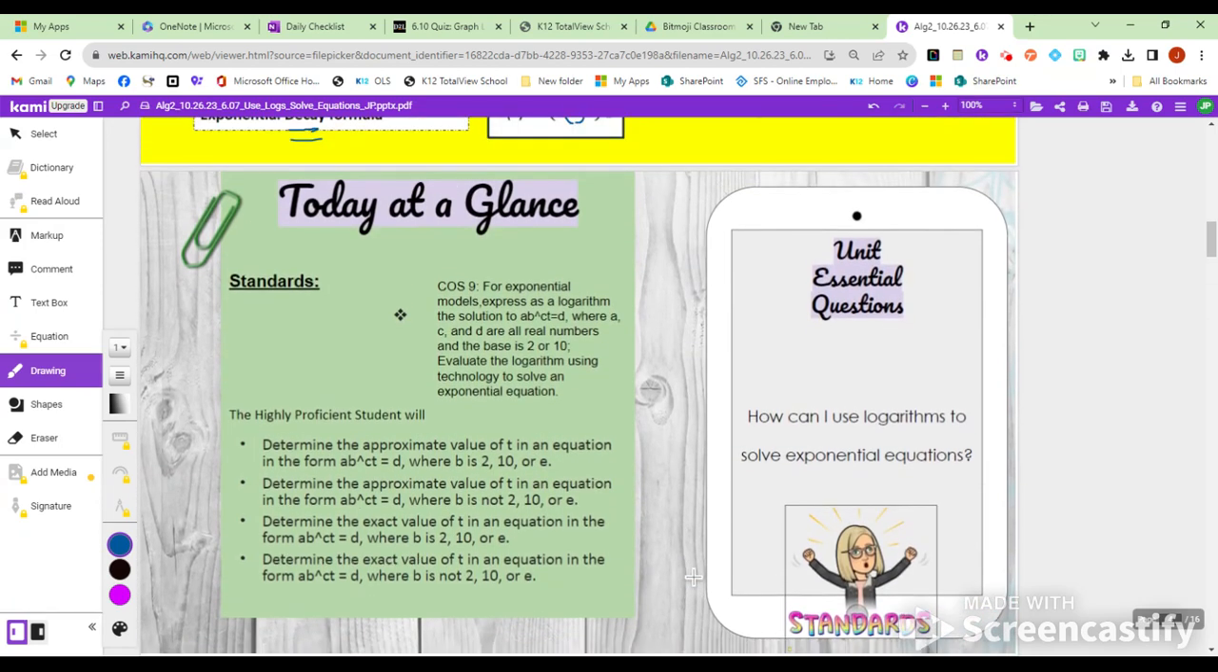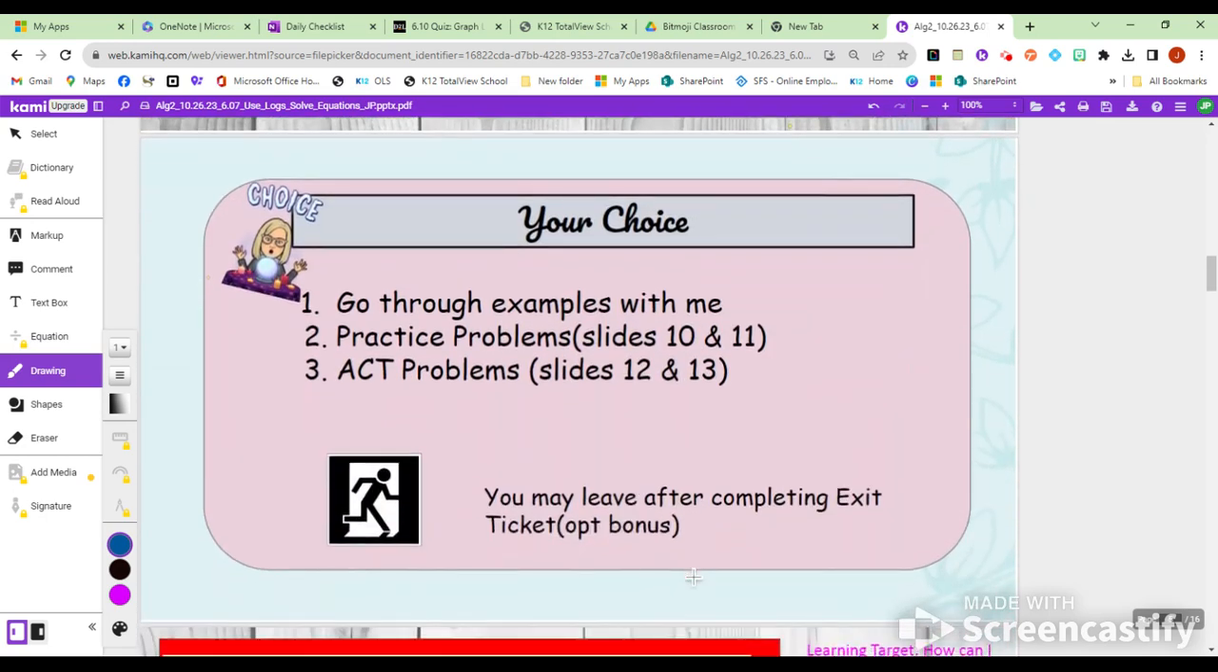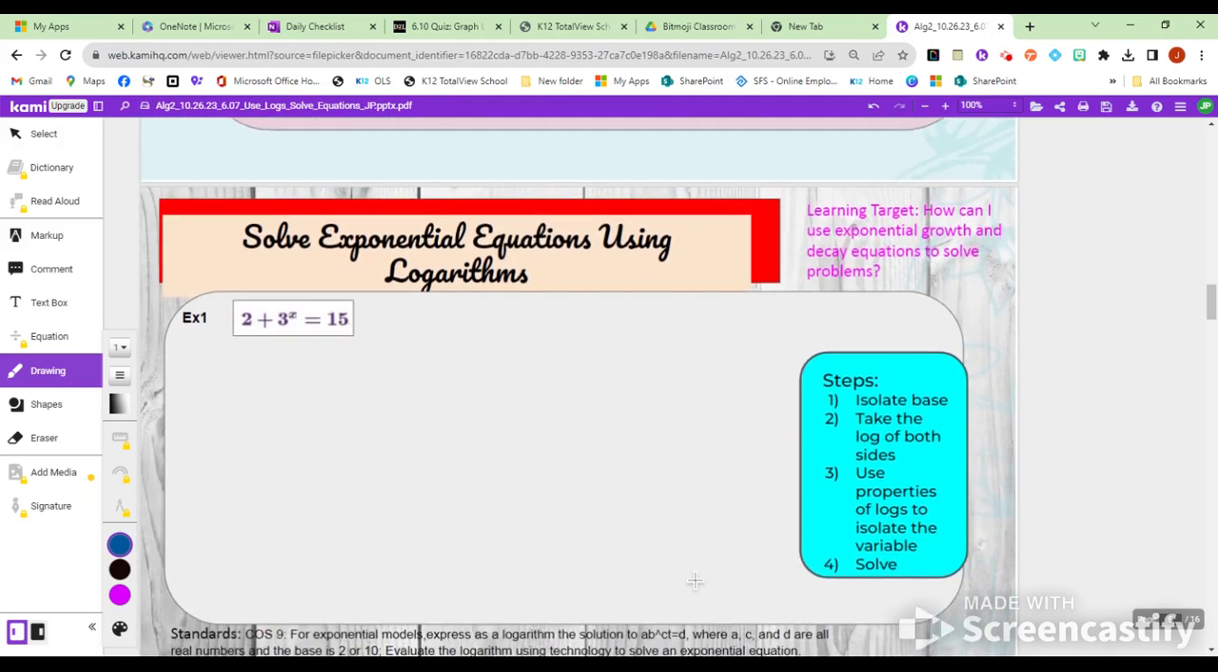This lesson that we're going over today, 6.07, is using logarithms to solve exponential equations. There are some optional things for you to do. They're on slide 10 with answers on 11, practice problems, ACT problems on slide 12 with answers on slide 13. All right, jumping right in.